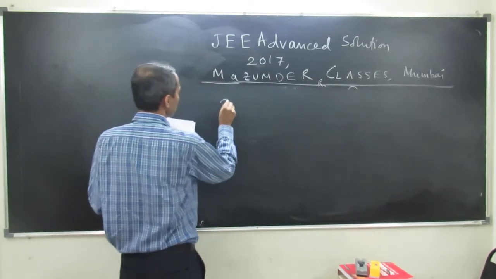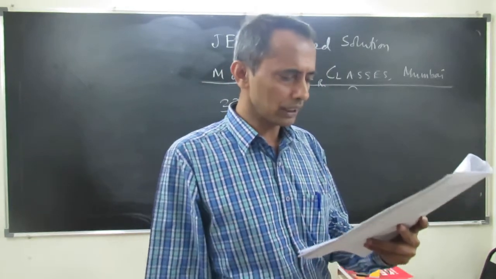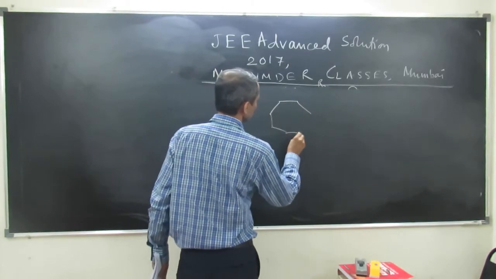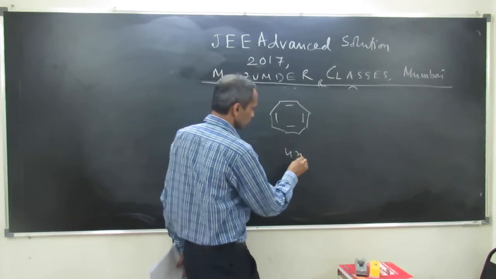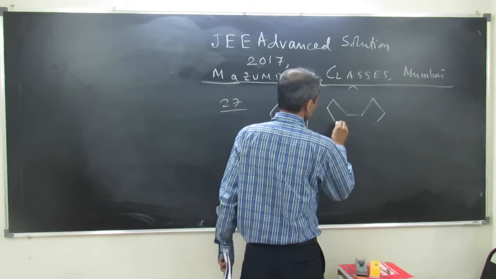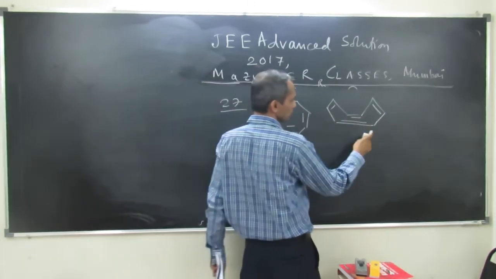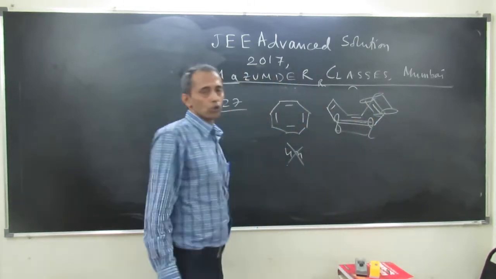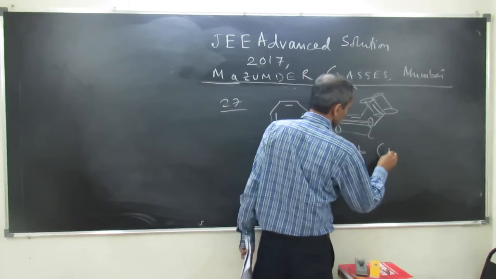And then question number 27 is an organic chemistry question. Among the following, the number of aromatic compounds is asked. Very simply, the first compound is cyclooctatetraene. Even though it shows 4n pi electrons, it is not anti-aromatic. It takes a tub-shaped structure where the pi electrons are not in the plane, so there is no conjugation between the pi bonds. Because it is tub-shaped, it is non-aromatic.